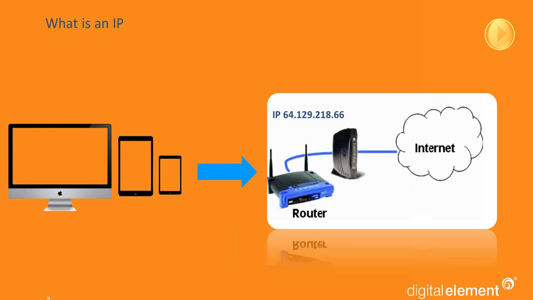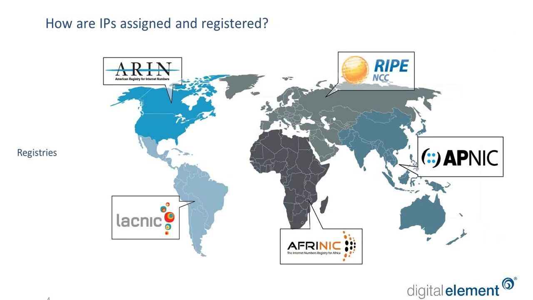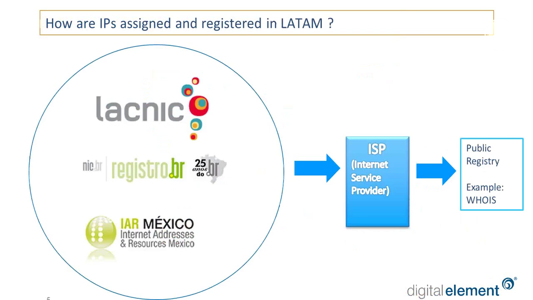And how are these IPs allocated and registered? There are organizations throughout the globe whose job is to allocate these IPs. Today we're going to concentrate on LATAM. In LATAM we have three main organizations that serve as, let's say, the providers of these IP blocks. One is LACNIC. Then we also have the Registro de Brazil and the Internet Addresses and Resources registry of Mexico.